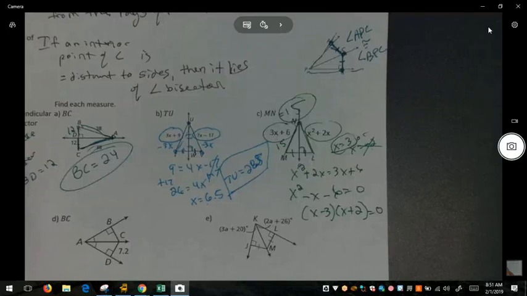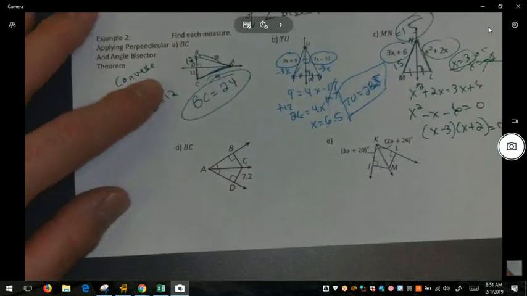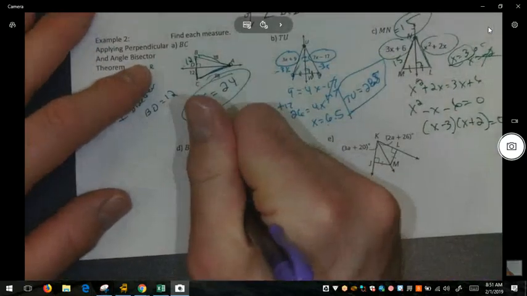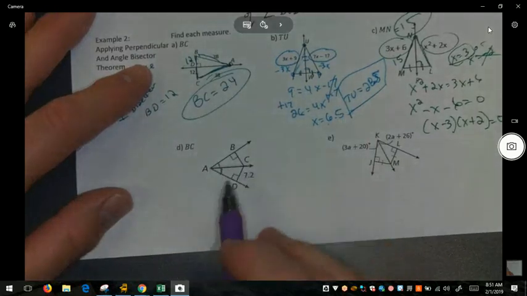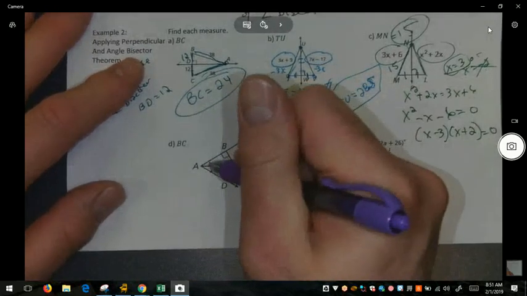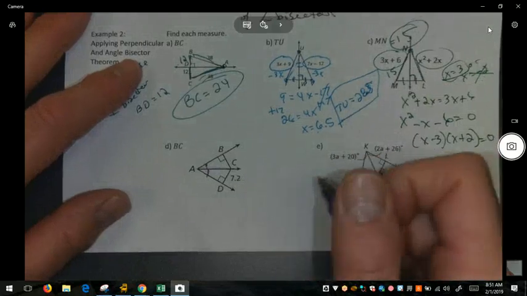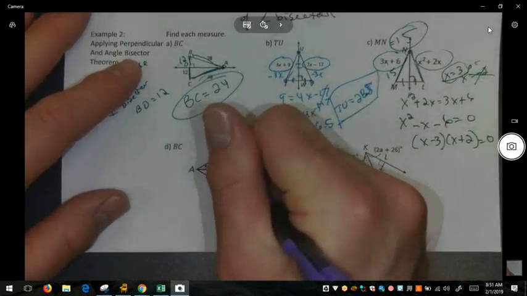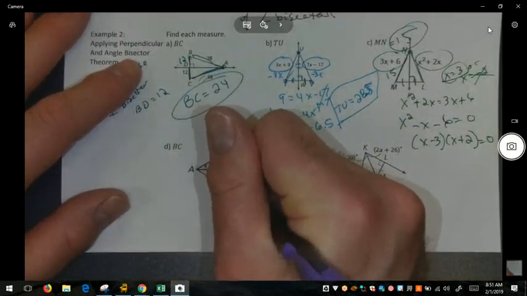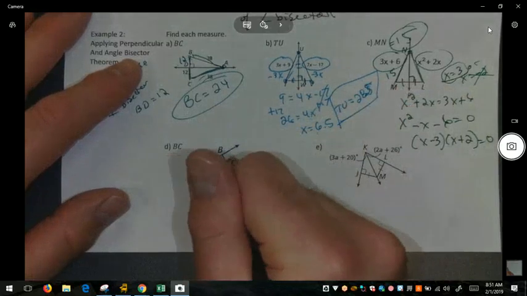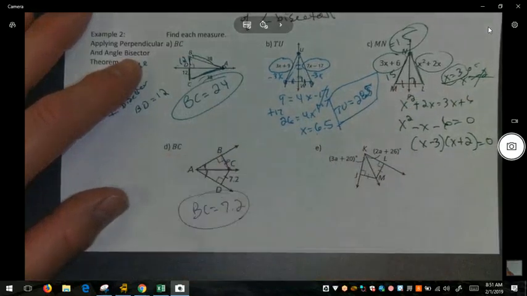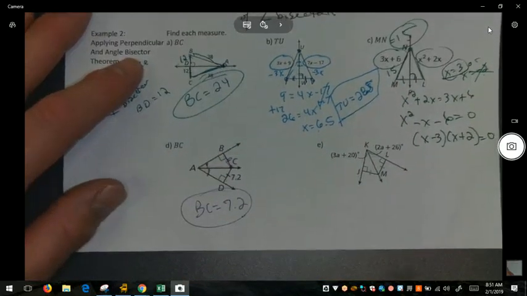Angle bisector problems. Letter D. We are told that AC is the angle bisector. They don't say it in words, but they say it by showing us that those two angles are congruent. This means that the distance from C to B and the distance from C to D has to be equal. So that was easy. BC is 7.2.